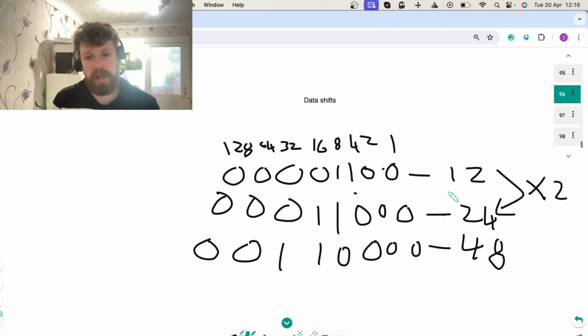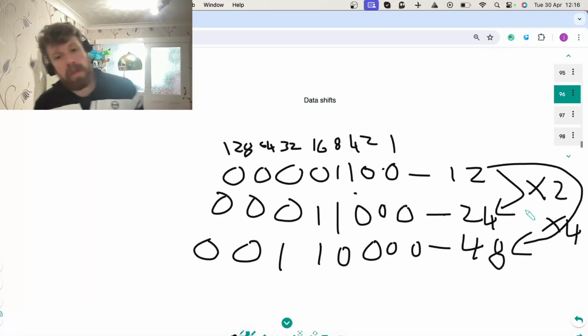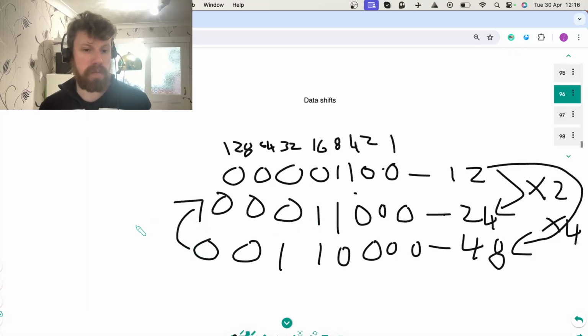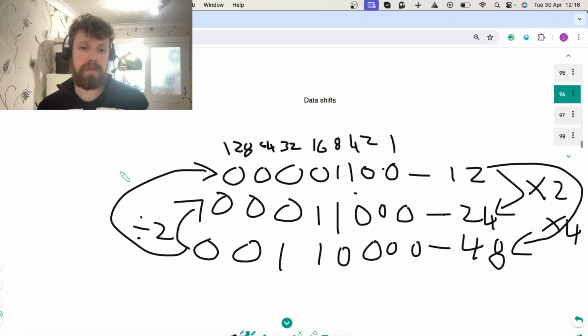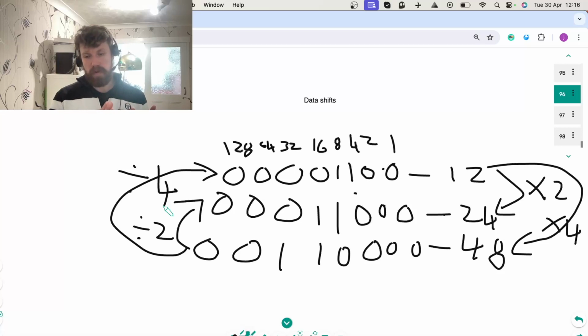The next one, if we did a 2 left shift, so if I moved it 2 places, we can see it's times by 4. And if we moved it by 3, it would be times by 8. The other way as well, so if we do right shifts, you can see if we did 48 and we moved it 1 place to the right, we've divided by 2. If we did a 2 shift, then we've divided by 4. And this is what you need to understand, is if we move it to the left, we're multiplying. If we're moving to the right, we're dividing.